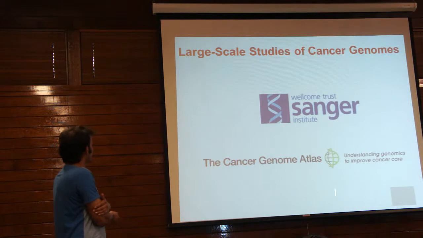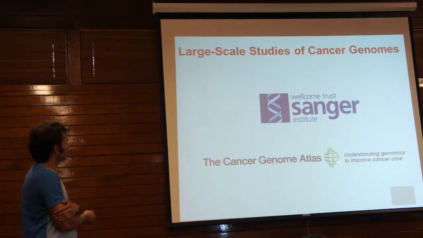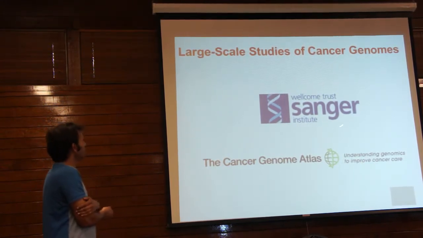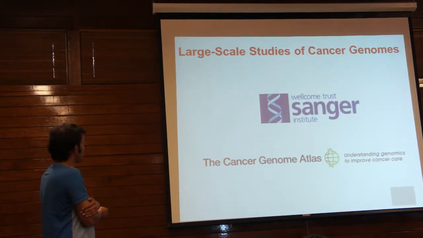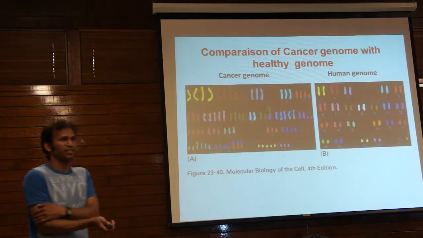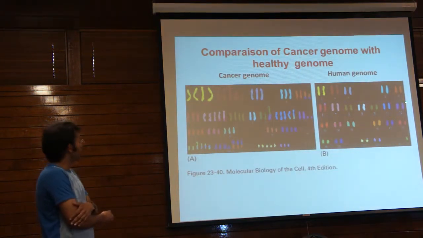Mainly, the Cancer Genome Atlas, you can go to that website and get a lot of the data they got from cancer genomics. And the UK Sanger Institute is doing this job. So how do you sequence? How do you do this sequence analysis?